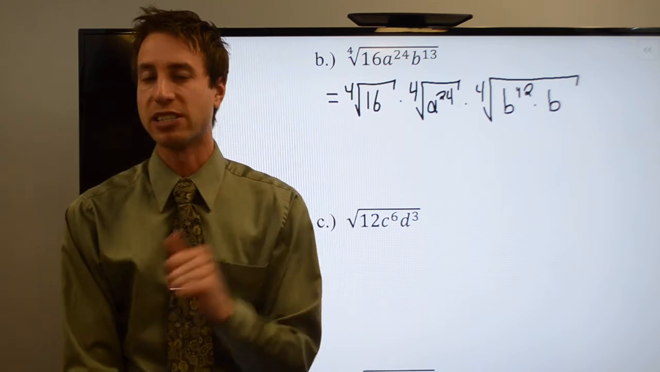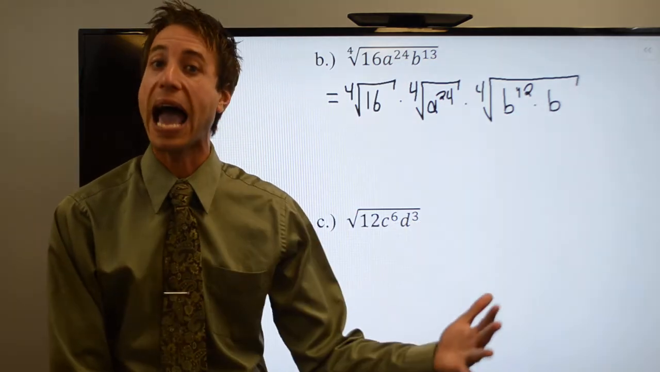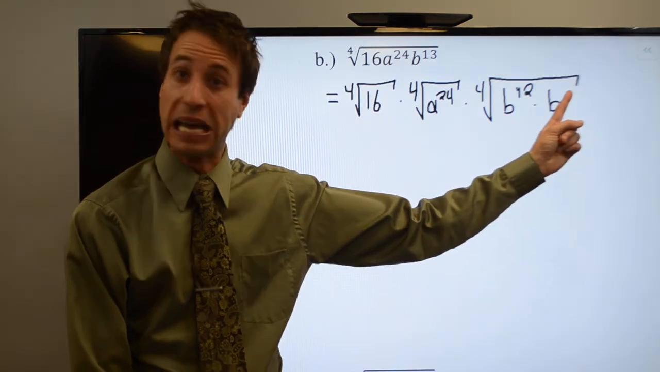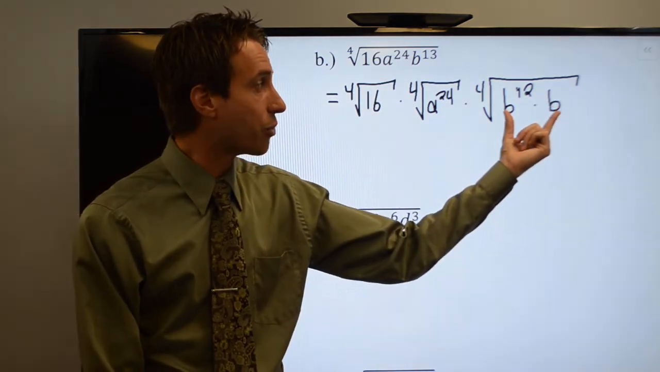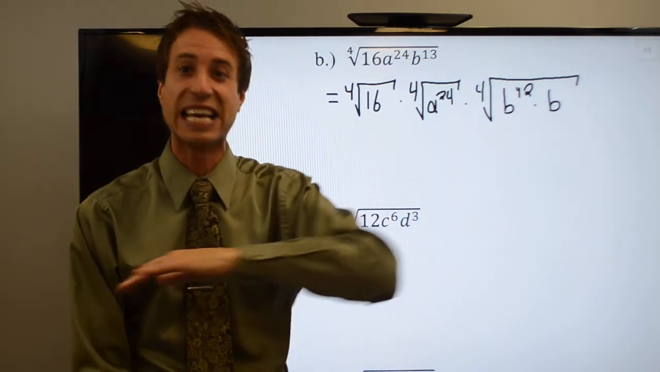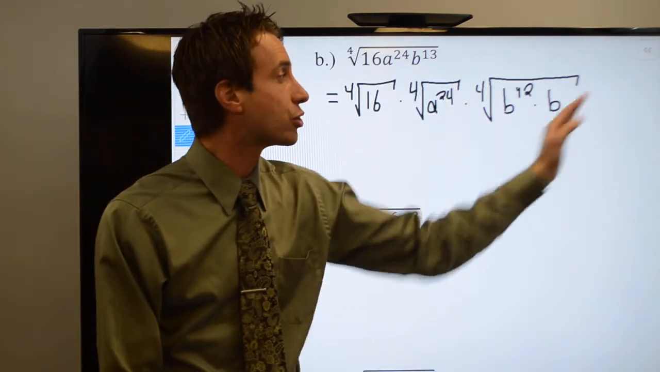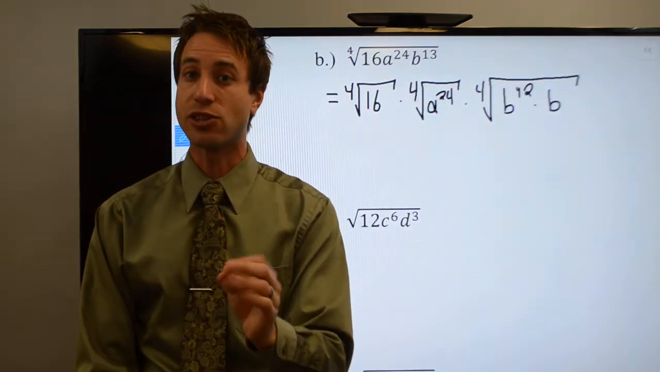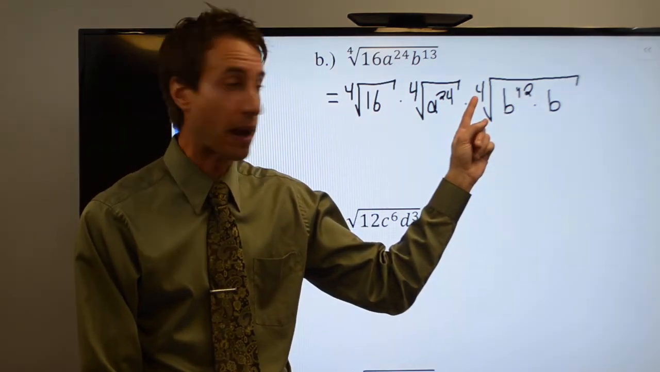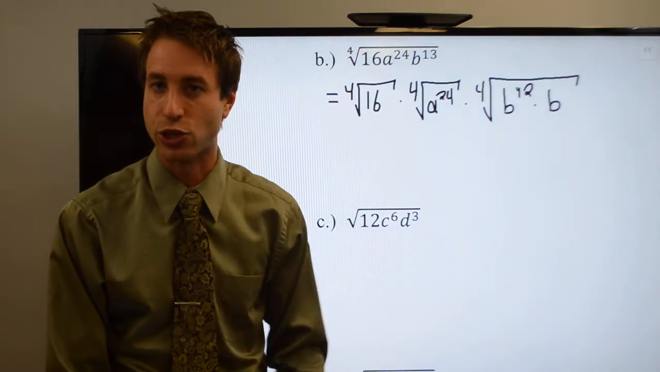Remember the way the properties of exponents work. If the bases are the same, you add the exponents. 12 plus 1 is 13. So this guy right here, b to the 12th, times a b to the 1st, is exactly what you originally had, a b to the 13th. I've just rewritten it such that now 12 is divisible by 4. No, 1 isn't divisible by 4. There's not really much you can do about that.